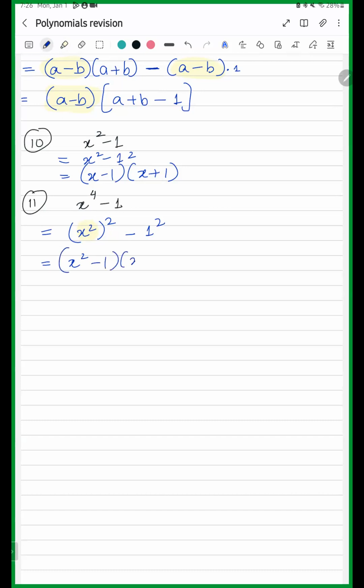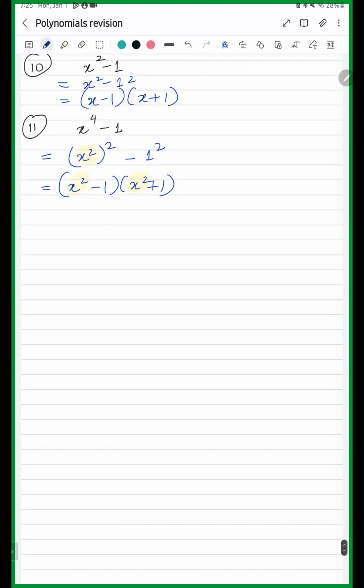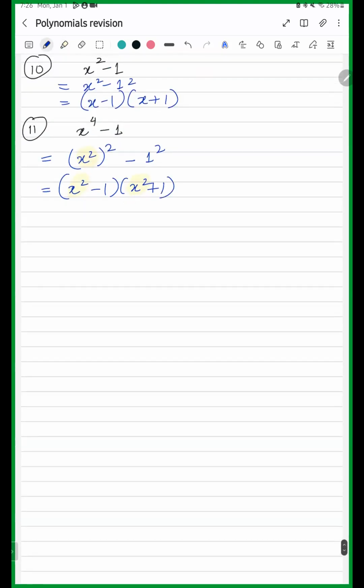What is your a again? Your a is x square. You have to be very careful in such types of questions where the power is 4 and you are taking x square whole square. So now again, this term can also be factorized like we did in the previous question. This term can again be factorized as x minus 1 into x plus 1 into x square plus 1.